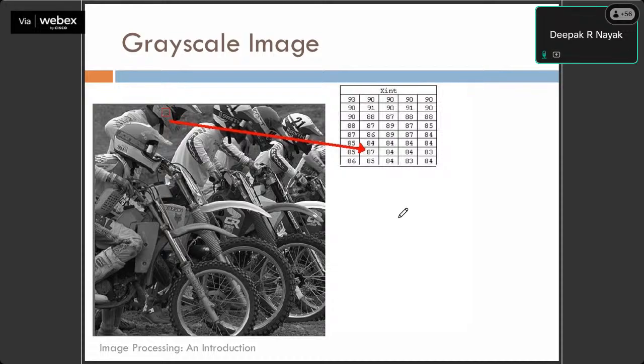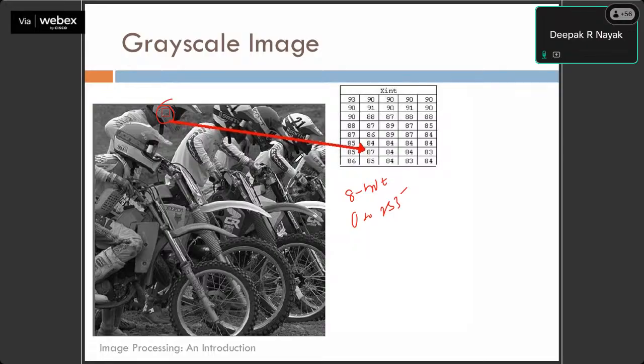This is a grayscale image which we have just now talked about, which is an 8-bit image where the color values lie from 0 to 255. And again, these are nothing but the pixel values for this particular region over here. You can see the values lying from 0 to 255.